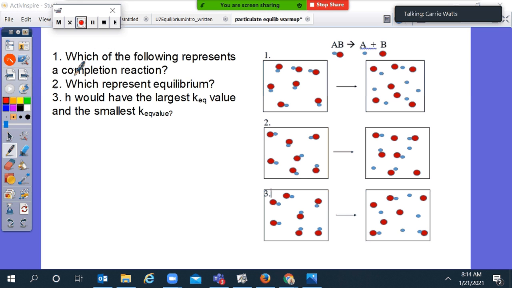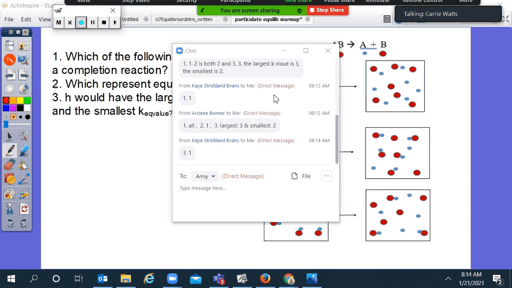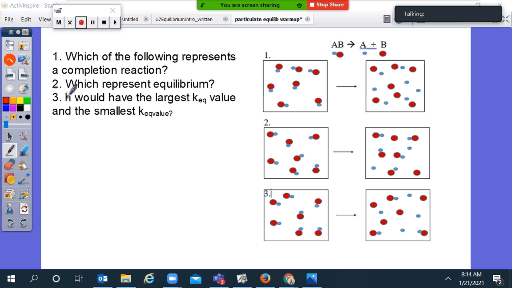Okay, so let's take a look at this. We have 3 particulate diagram sets on the right, and what we need to do is answer the questions. Let me make sure you can see the screen. Okay. So first of all, which of the following represents a complete reaction?